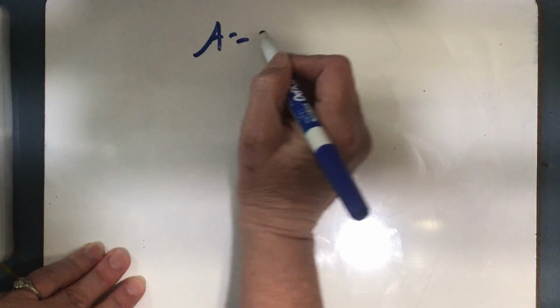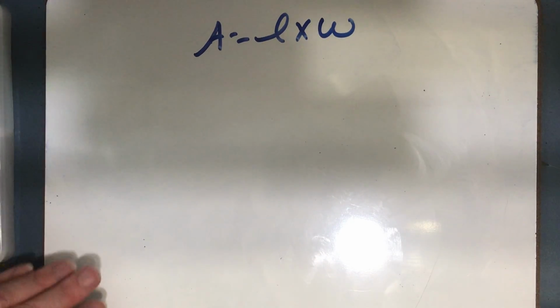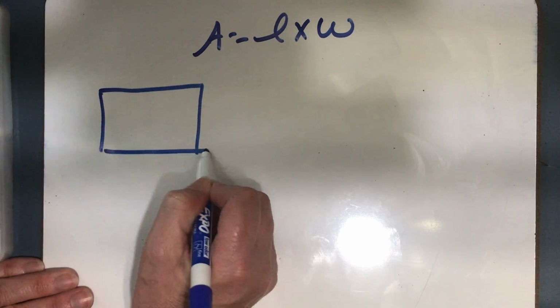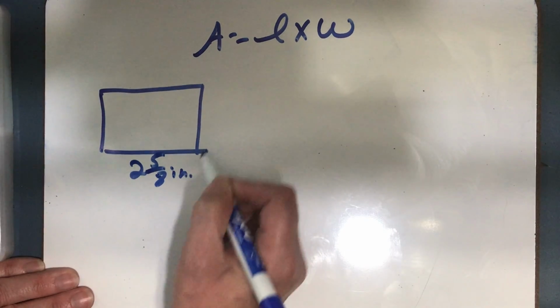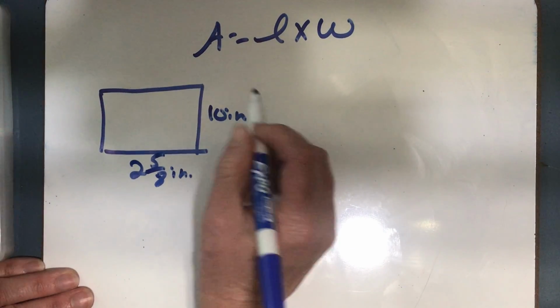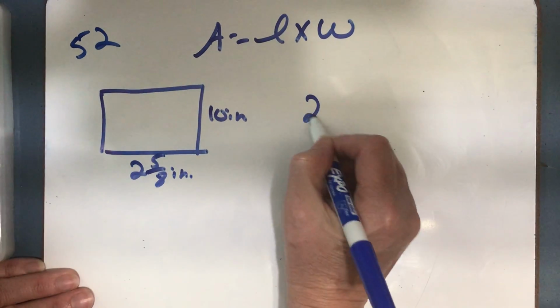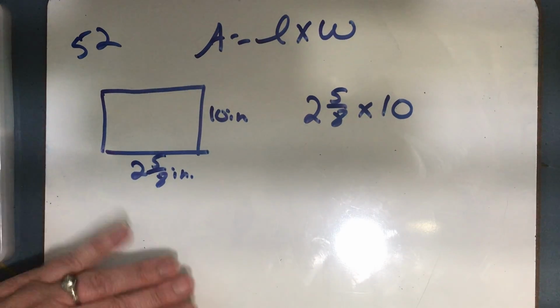And the next part says use the area formula to find the area of the rectangle. Remember, area equals length times width. So number 52, we have a rectangle here with a length of 2 5/8 inches and a width of 10 inches. This is number 52. So I have to multiply 2 5/8 times 10 to find the area.